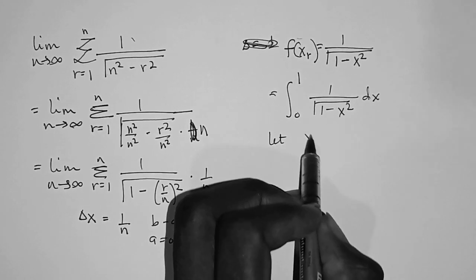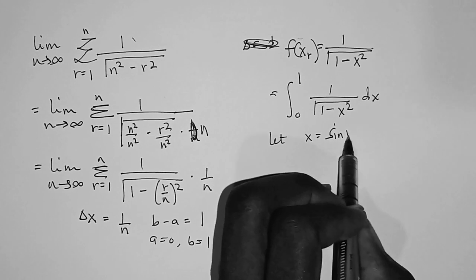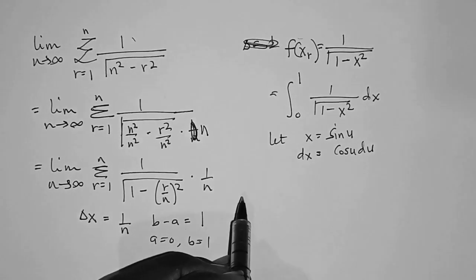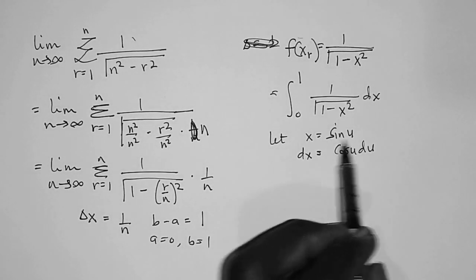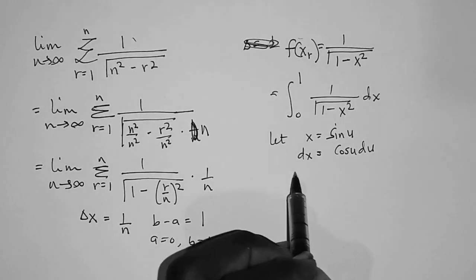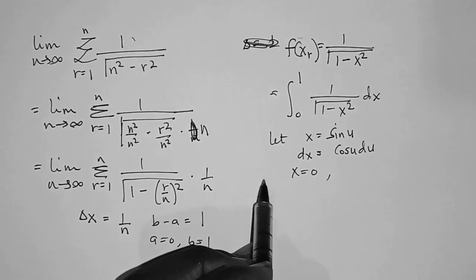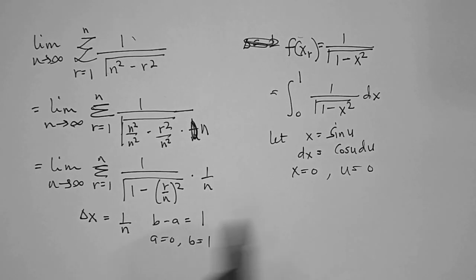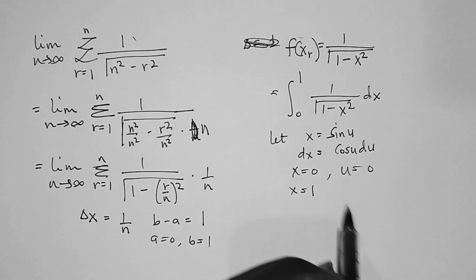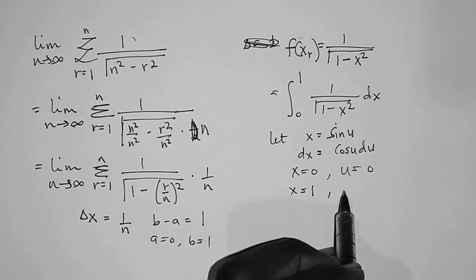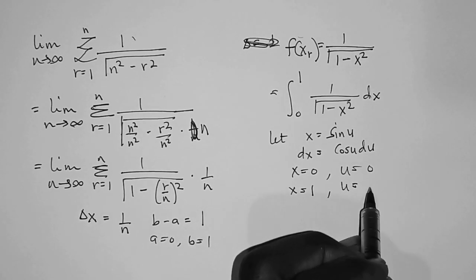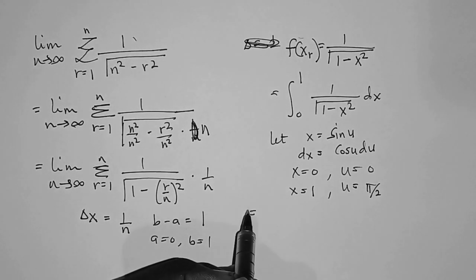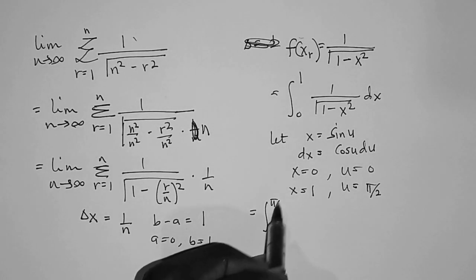Let x be equal to sine u. So dx is equal to cos u du. Now, since we've made x sine u, we need to change the limits too. So if x is equal to 0, then what is sine inverse of 0? Sine inverse of 0 is 0. And if x is equal to 1, what is sine inverse of 1? Sine inverse of 1 is pi over 2. So u is equal to pi over 2. So at the end of the day, this integral becomes the integral from 0 to pi over 2.